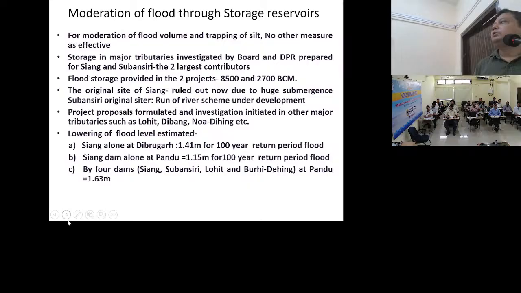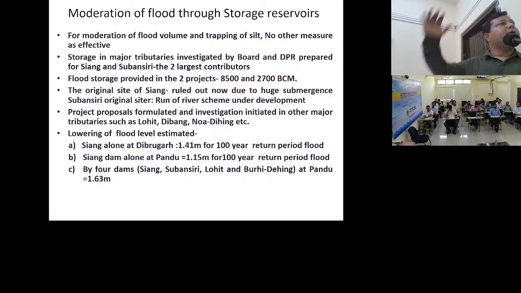Now coming to moderation of flood, as I have told you, the important thing you can see is the last one: lowering of flood level estimated. So if we construct the Siang Dam, which is still at the proposal level, the government is interested to execute this work, but the local people of Arunachal are still resisting such a big dam. But if it is done, then it is said that 1.4 meter for a 100-year return flood will be reduced. Means whatever the peak flood is coming, in simple language, we can say around 1.4 meter will reduce. That water will be stored in a dam.